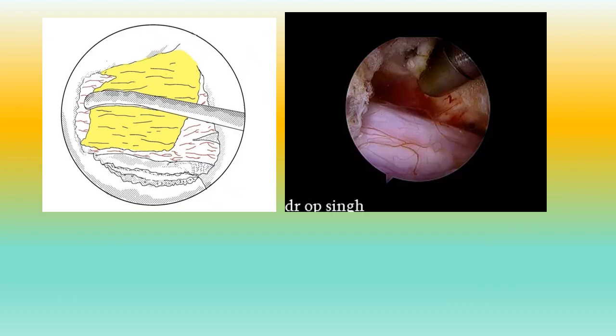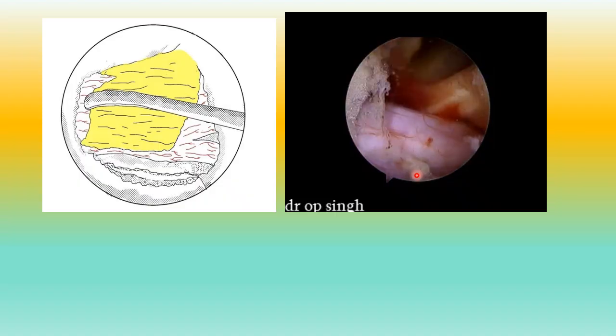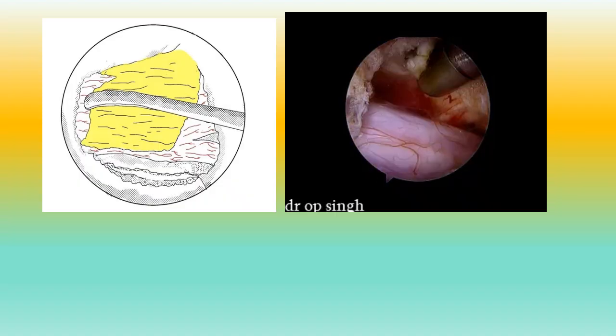Okay. So once we free the ligament from the upper attachment, lateral attachment, and lower attachment, then we gradually dissect it, and the whole ligament is removed. And this is how the theca looks.